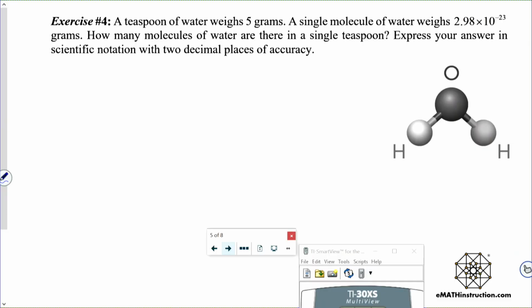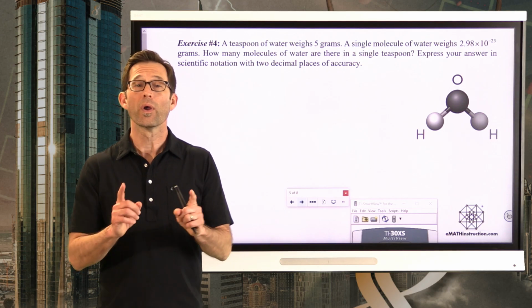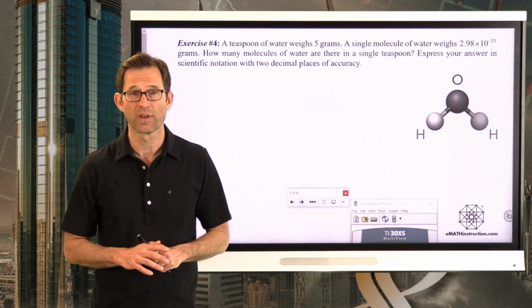A teaspoon of water weighs 5 grams. A single molecule of water weighs 2.98 times 10 to the negative 23rd grams. How many molecules of water are there in a single teaspoon? Express your answer in scientific notation with 2 decimal places of accuracy. All right, well, cool. We already have our calculator in scientific notation.